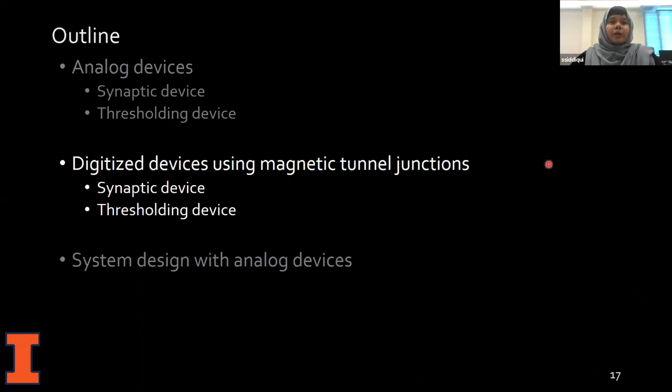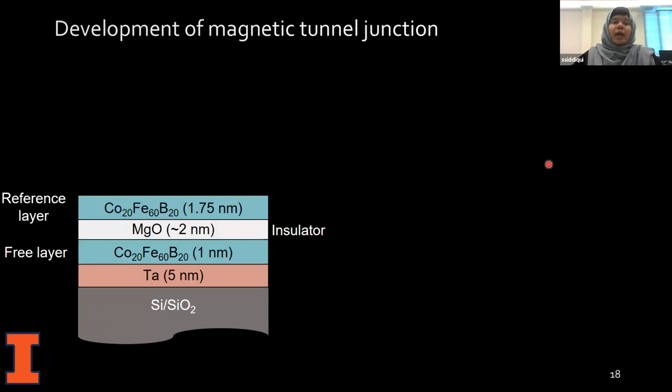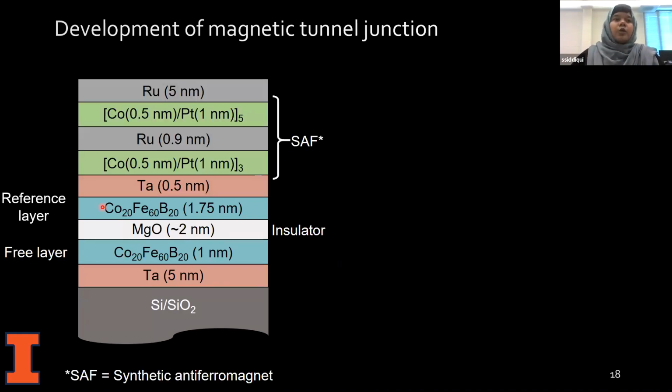So let me talk about the digitized version of the synaptic and thresholding devices. For that, we have designed a magnetic tunnel junction. Here in this case, we have a free layer on the bottom and a reference layer on the top, and it is a cobalt iron-based magnetic tunnel junction. To make the reference layer strong enough, we have put a synthetic antiferromagnetic layer of cobalt and platinum.